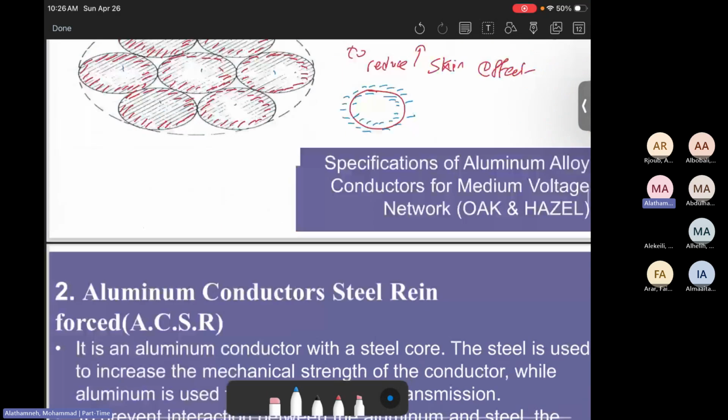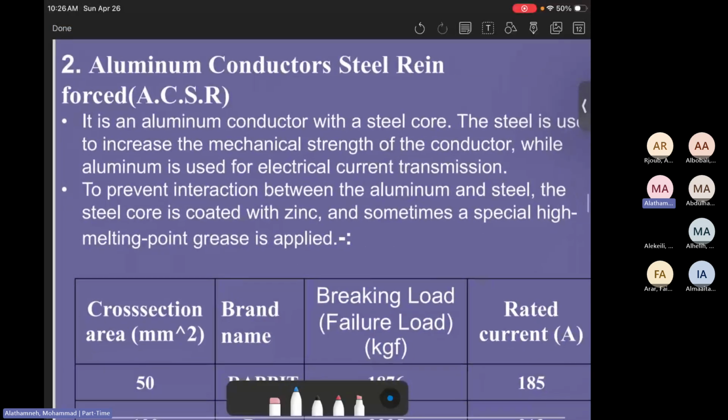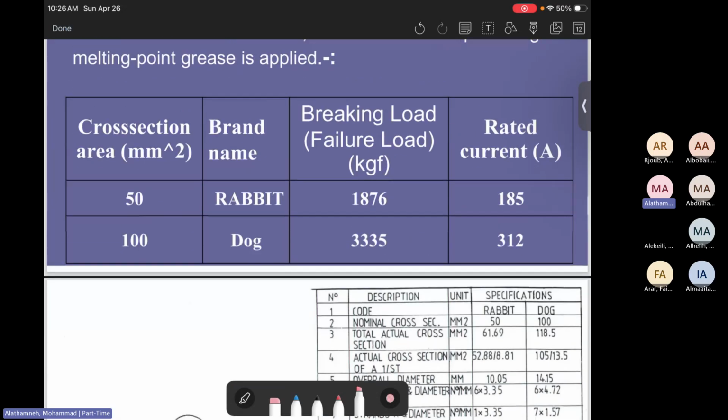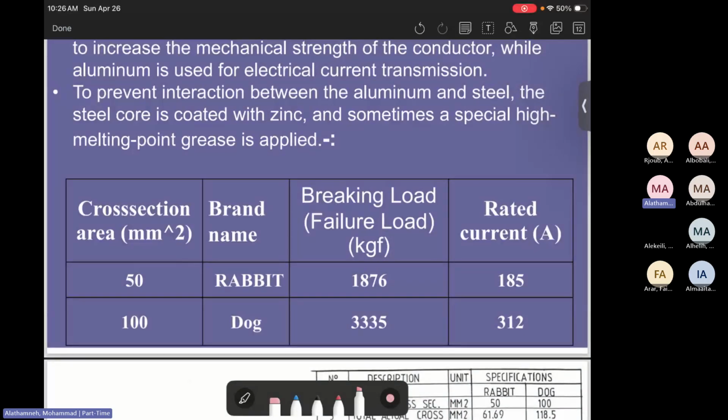Now there are another 2 being used. They are related to aluminum conductor steel reinforced. I think we already mentioned something similar to this when we talked about high voltage: there was all aluminum alloy conductor and there was aluminum conductor steel reinforced. Then we can see there are 2 types, rabbit and dog.